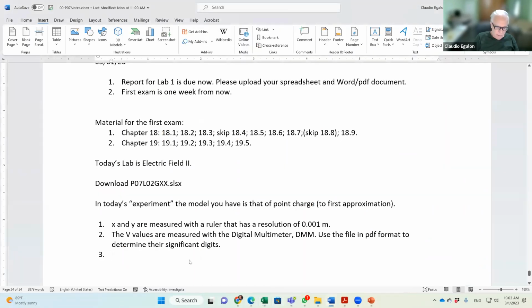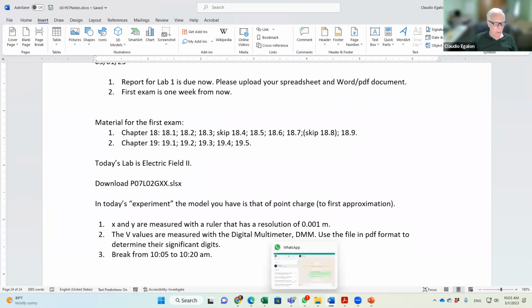Notes right in here. Break from, let's say, 10:05 to 10:20 a.m. Any questions again? I want to encourage you to ask questions before you go into the break. You plotted those equipotentials before, right? So you shouldn't have any problems plotting them again. Okay, so I see that there are no questions. I see you in 15 minutes again.